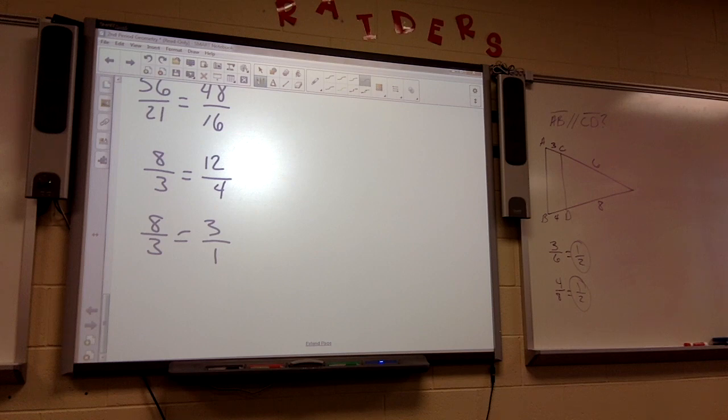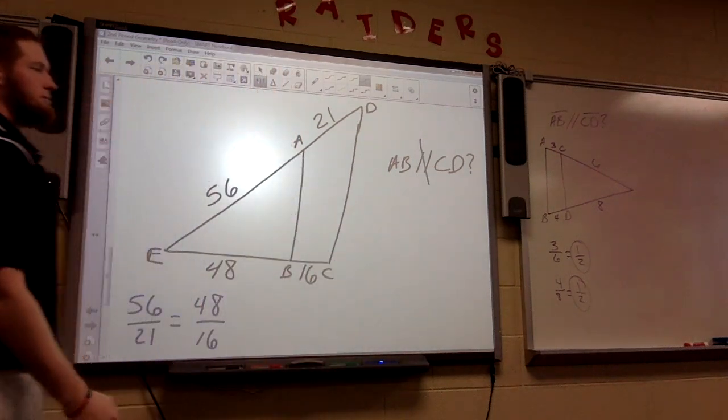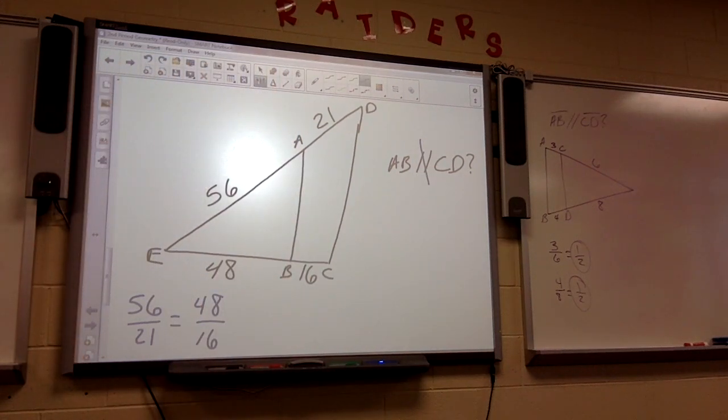Okay, so, are my lines parallel then? No, they are not. Okay, so my lines are not parallel. Okay, so just set up your proportions and you'll be able to tell whether your lines are parallel or not based on the converse of triangle proportionality theorem. Questions on that one? I think those two theorems were pretty easy. You guys agree with me on that? Okay. The next two are a little bit more confusing.